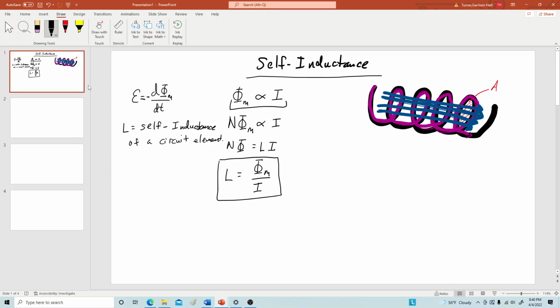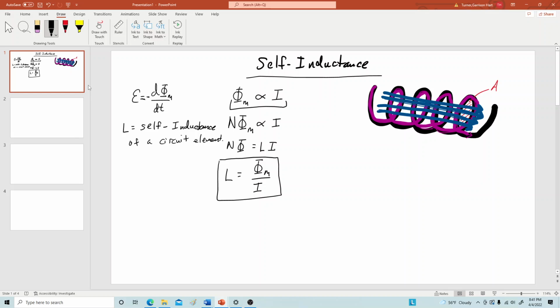So self-inductance in that sense is a little bit like capacitance. Remember when we said capacitance was just a geometrical effect of a system, or a capacitor's ability to store charge? The self-inductance is an element's ability to produce a flux per current. That's really all that's going on here.